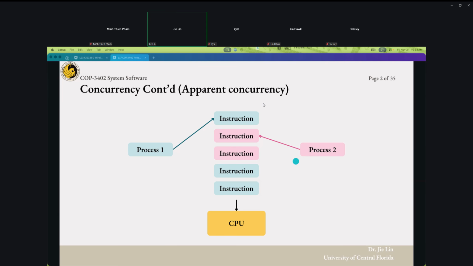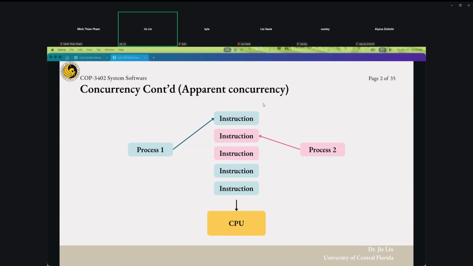Consider our diagram here. We have processes P1 and P2, each with their own instructions lined up and waiting for CPU time, and the CPU quickly alternates between executing instructions from each process. It's similar to a chef preparing two dishes by quickly switching from one to the other. Neither dish is cooked simultaneously, yet both progress in parallel because of the quick switches.